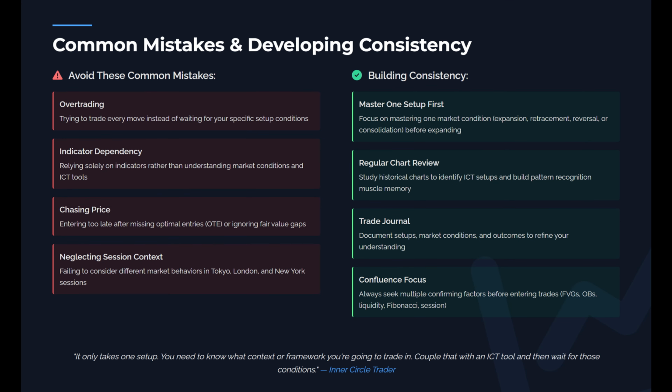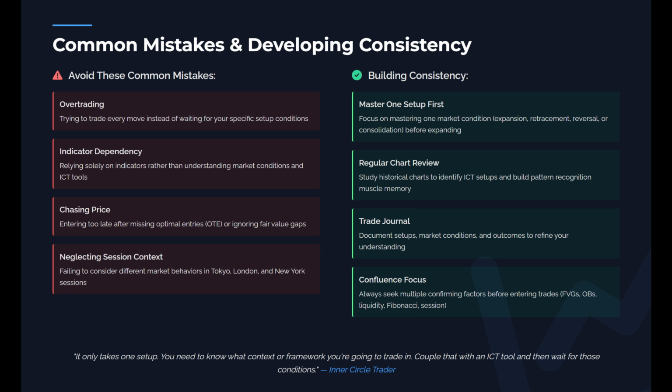Let me wrap up this presentation by talking about the mistakes that derail most traders and how you can avoid them. Mistake number 1, overtrading. This is the biggest killer of trading accounts. Just because you understand ICT methodology doesn't mean you should trade every setup you see. Quality over quantity, always. It's better to make 5 great trades per month than 50 mediocre ones.